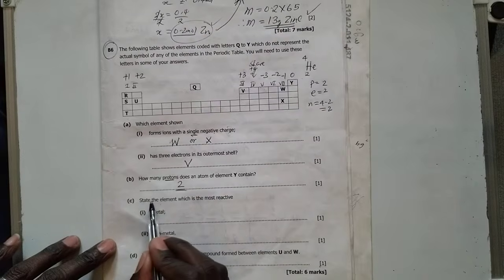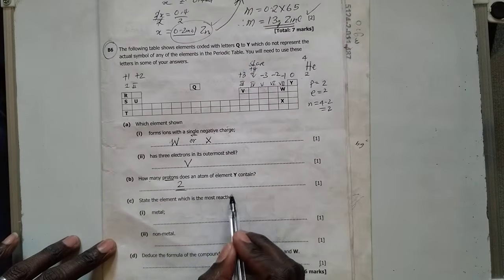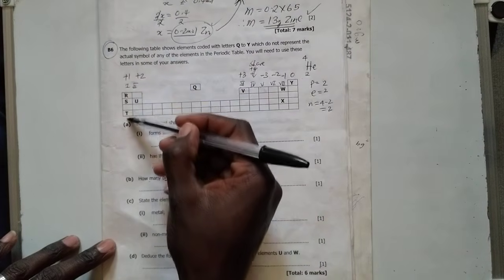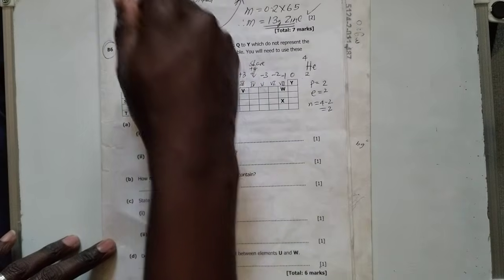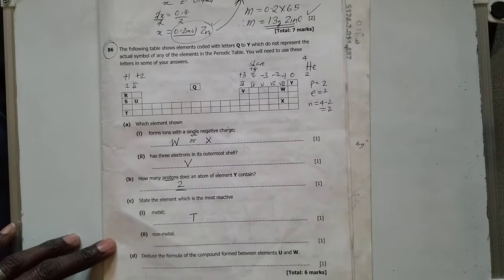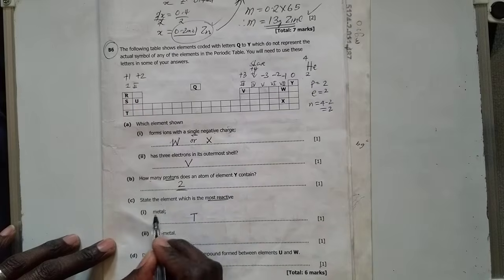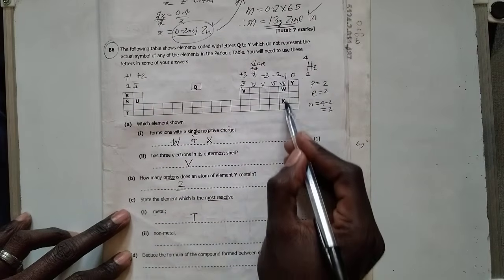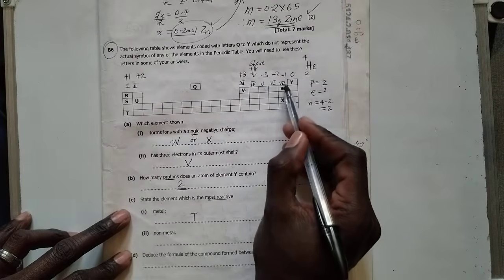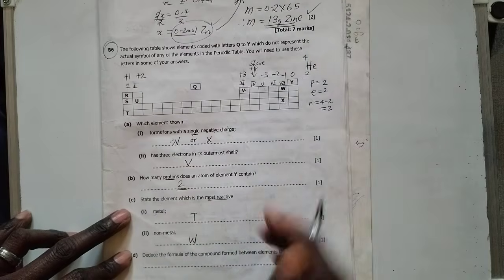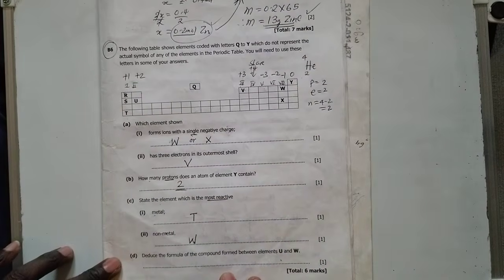Then C says state the element which is the most reactive metal. For the most reactive, remember those found in group 1. And usually as you go down the group, the reactivity increases. So you can notice that T is actually the most reactive metal. Then the most reactive non-metal is found in group 7, and that is represented by W, and that is fluorine. So that is what you needed to do here.